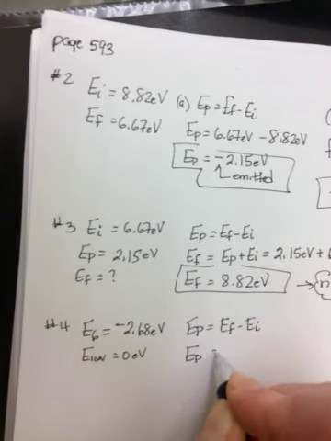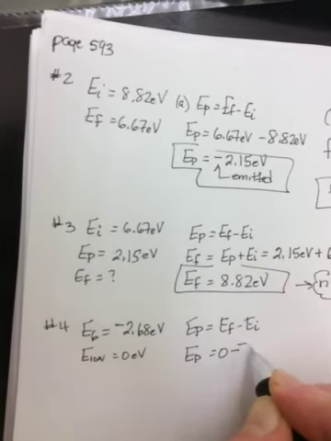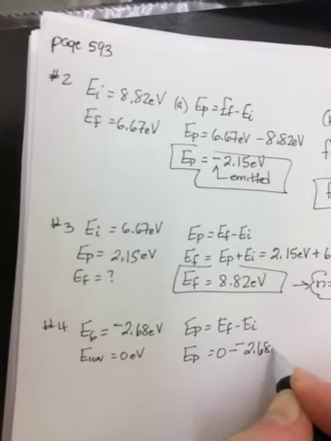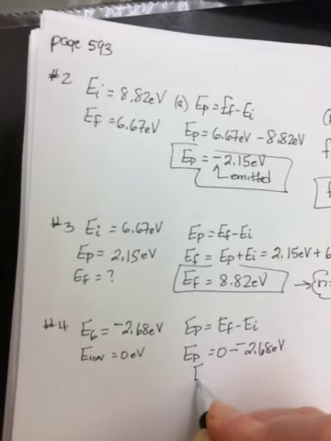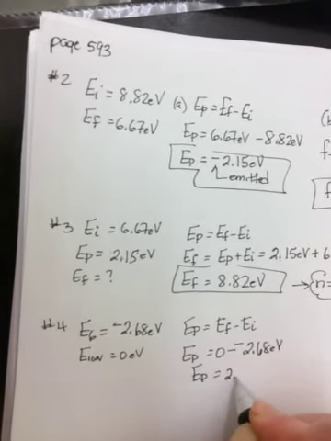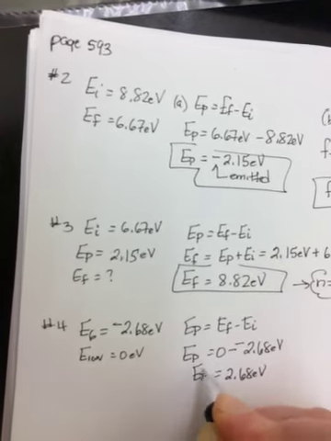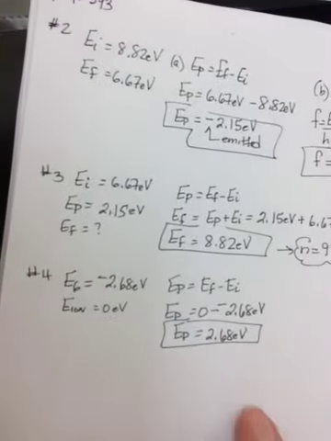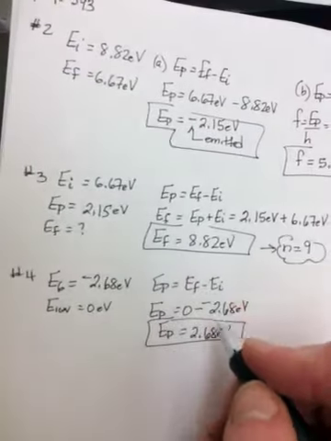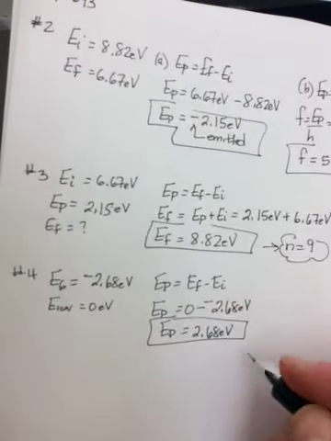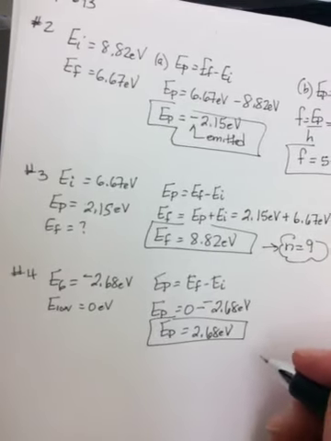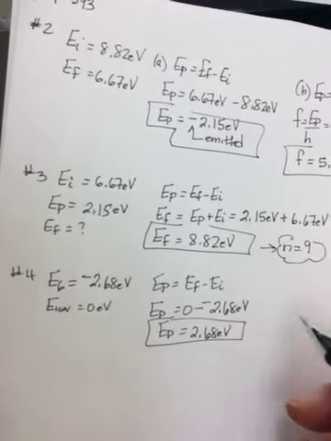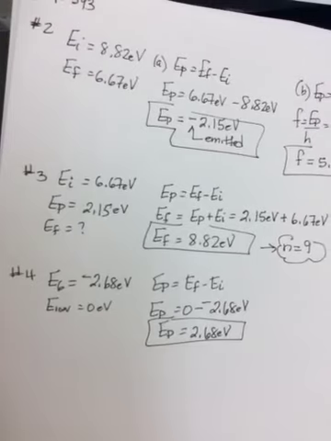So EP is equal to 0 minus a minus 2.68 electron volts, and so EP is going to be equal to 2.68 electron volts. I like the negative side just because it's easier to figure out the ionization. You don't actually have to do any math, it's just going to be that one. If you did use the other side, you would get exactly the same answer. Okay, so that's for A.